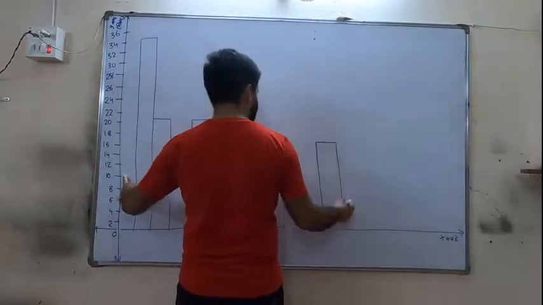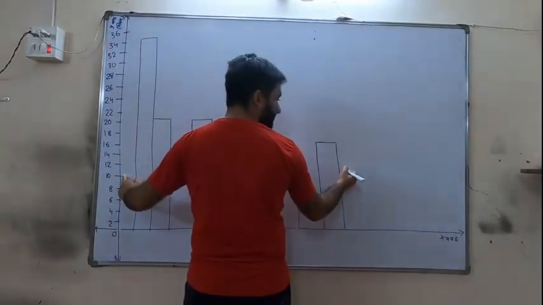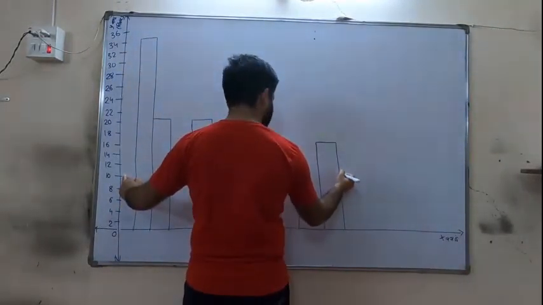10.3. So 10 and 0.3, 3 by 2 is 1.5. So 1.5 means first line. 10's first line.